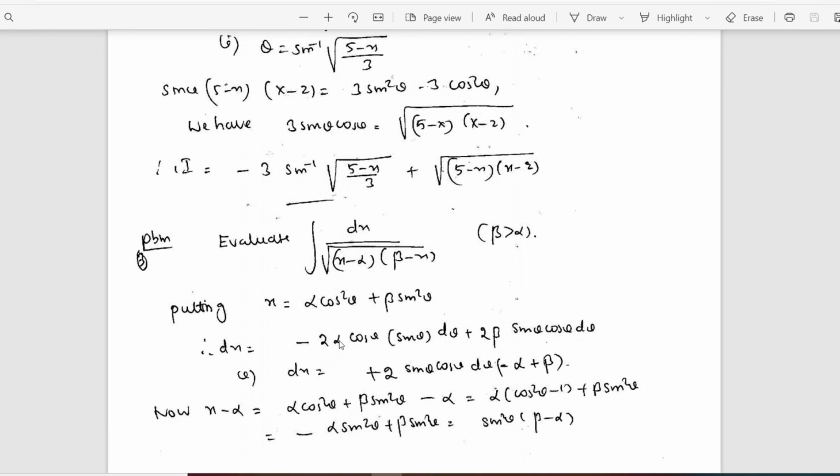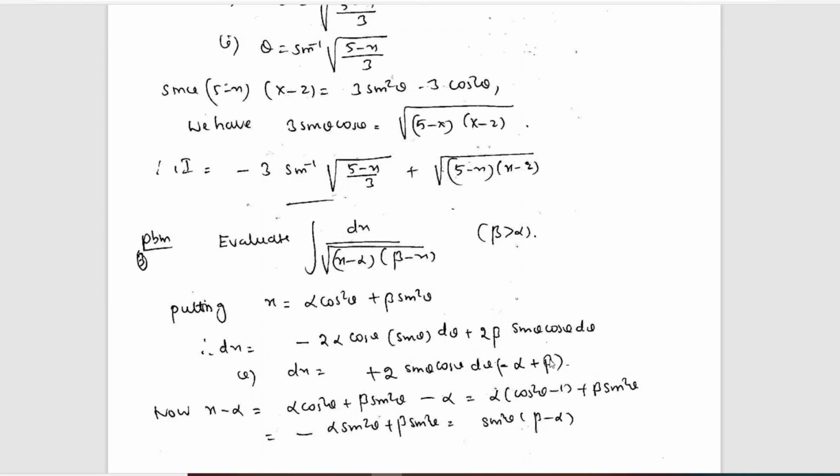2 sin theta cos theta d theta is common. Here we have 2 sin theta cos theta d theta, and here also we have 2 sin theta cos theta d theta. Take it outside. So what you are getting inside the bracket is minus alpha plus beta. This is the value of dx.